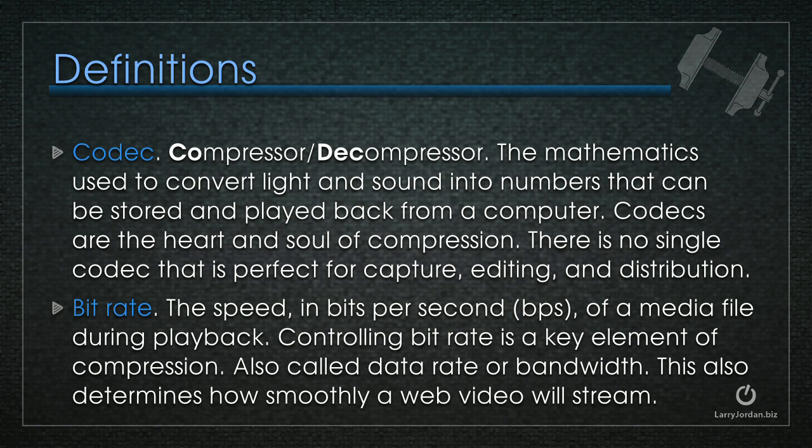A couple definitions before we get too carried away. The first is codec, the second is bitrate. Codec, which is a contraction of compressor-decompressor, is the mathematics used to convert light and sound into numbers that can be stored and played back from a computer. Codecs are the heart and soul of compression.